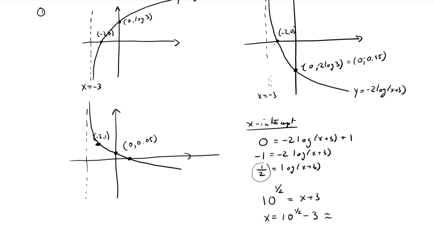And this is approximately equal to, so 10 to the 1/2 is the square root of 10, right? So we can write it like that: square root of 10 minus 3. So it's a little bit above 0 because the square root of 9 is 3. So the square root of 10 is 3.16, so I subtract 3 from that, I get approximately 0.16. So this is going to be 0.16. And that's the graph of our function.